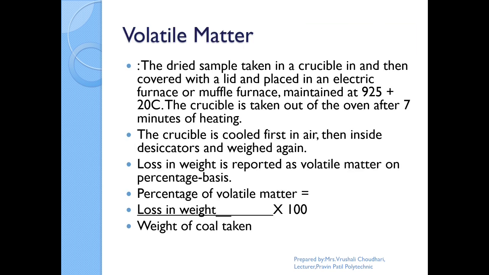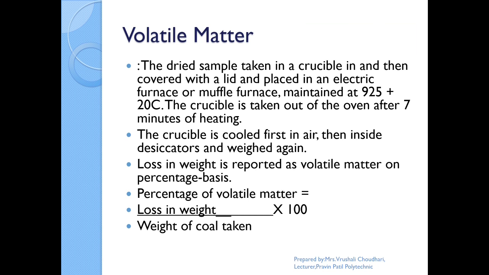Volatile matter: the dried coal sample is placed in a crucible, covered with a lid, and placed in an electrical furnace or muffle furnace at a temperature of 925 degrees Celsius for 7 minutes of heating. Then, take the weight and check how much weight decrease has taken place.